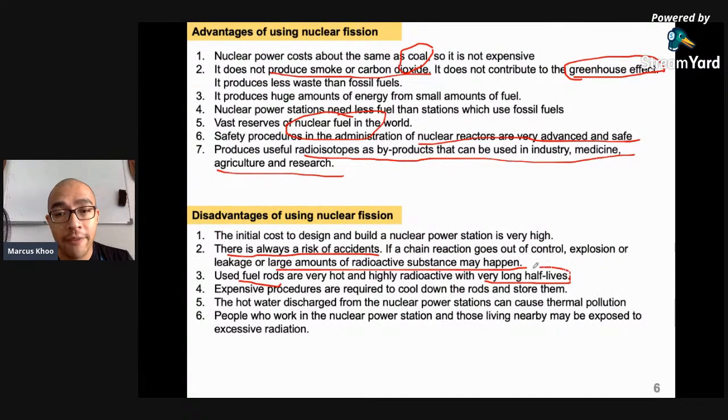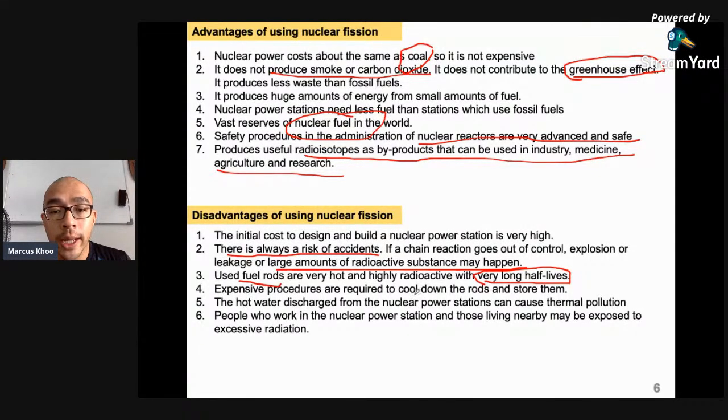Okay, if they have a very long half-life, it means it is good and bad at the same time. It is good because dia boleh tahan lama. But it is also not good because if something happens, it is very hard for it to decay very fast. It takes a very long time for it to decay, so the radioactivity is going to last for a long time.